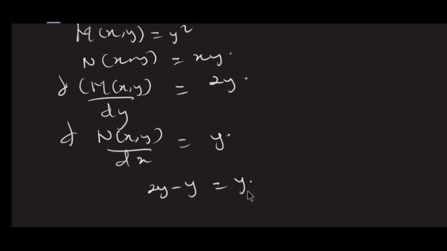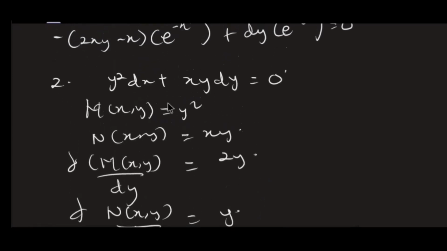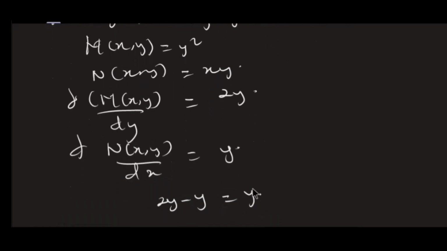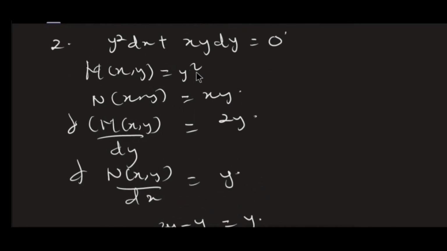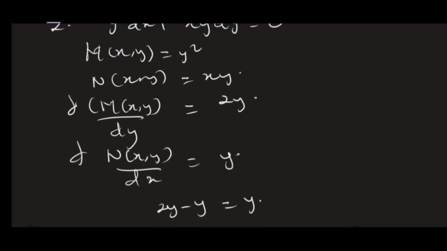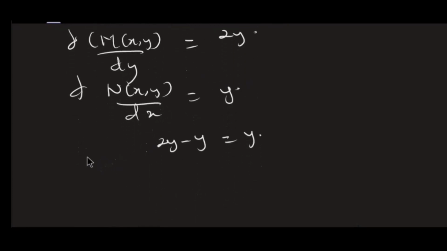Hence, the difference between this, which gives me that expression, will be 2y minus y, and the answer is y. So once I get this y, I come back to check my m of xy and n of xy. Which one, when I divide, will be simpler? I got my difference to be y. So if I divide it by this, things will be simpler, right? So when I divide it, I'm expecting a function of only y. So I'm going to have my integrating factor. So let's see, I'll have 1 over m of xy multiplying y, and that is going to give me y over y squared, and that is giving me 1 over y.